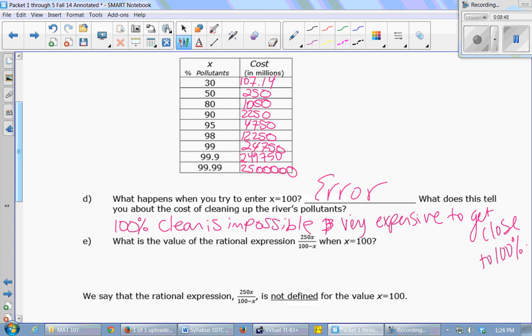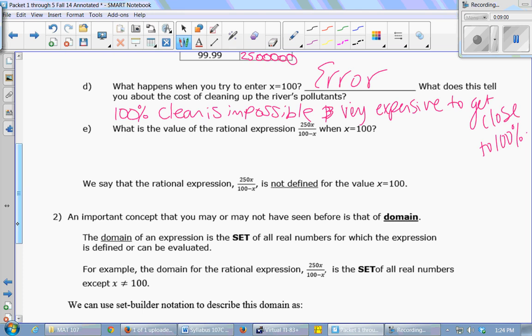So think about that expression. Why can't I put a 100 in there? I have 250x over 100 minus x. What happens if I try to put in 100 for x? You'd be dividing by 0. Yeah, it would be 25000 over 0. This is an undefined amount. Everybody remembers that? You can't divide by 0.